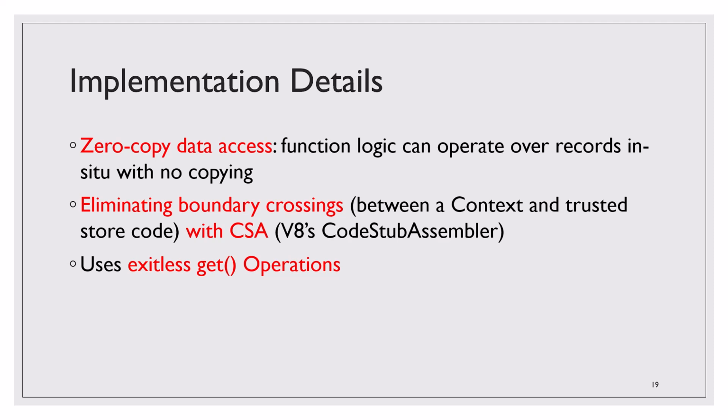To solve this, Shredder eliminates control transfer between tenant-provided code and the store for simple read access to records. This uses V8's code stub assembler, or CSA, which is a low-level intermediate representation very close to assembly language. This is called an exitless get operation. The context is the way V8 organizes a tenant's state and code. Get is implemented entirely within the V8 context, so no cross-domain calls are needed.